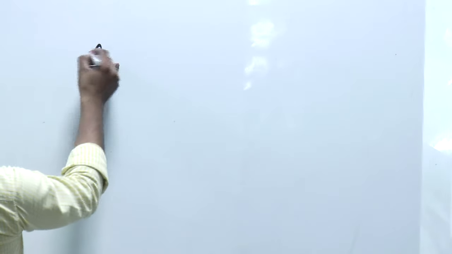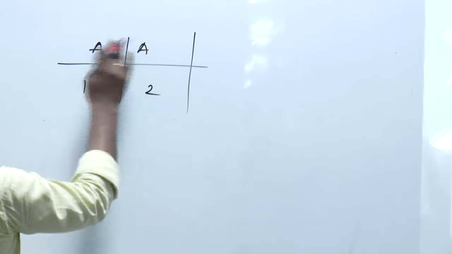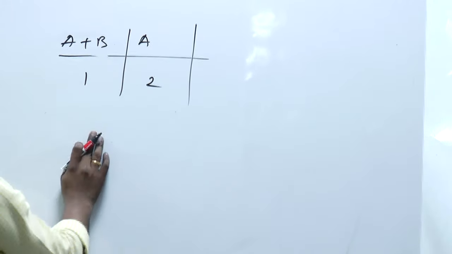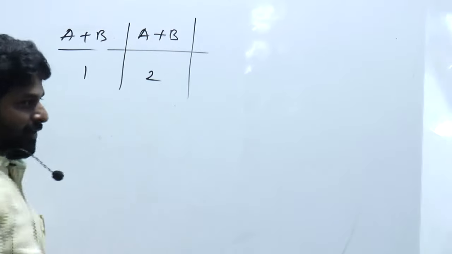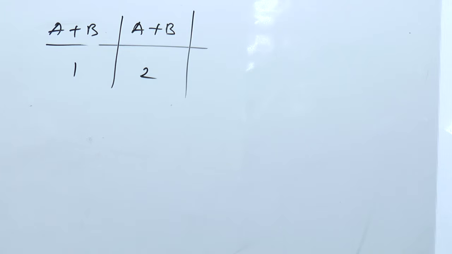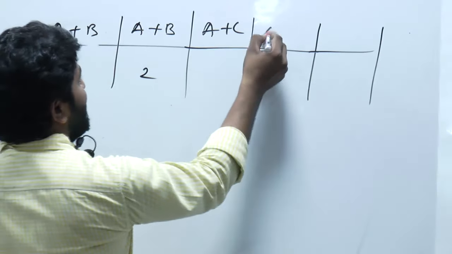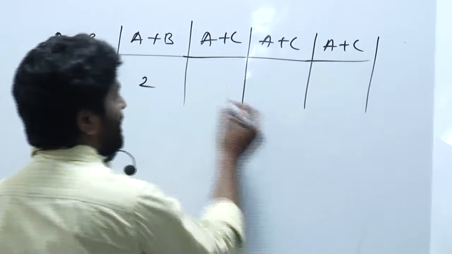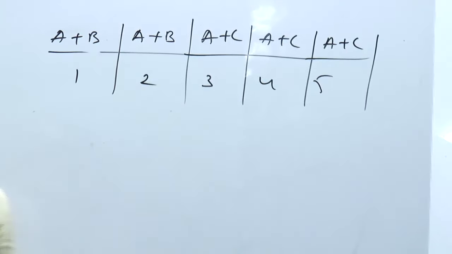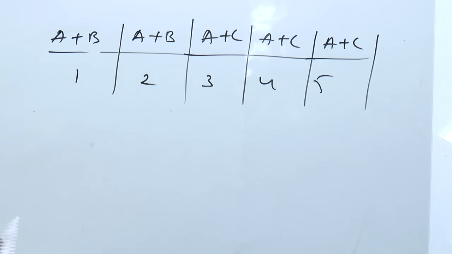A started the work, B is going to assist A on first day and second day. So first day A and B work together, second day A and B worked together. So B assisted A on first and second day. And next what happened? C assisted A in third, fourth, fifth day. So A and C worked on third day, fourth day, fifth day. And they completed the work. In the sense, work is completed in 5 days.